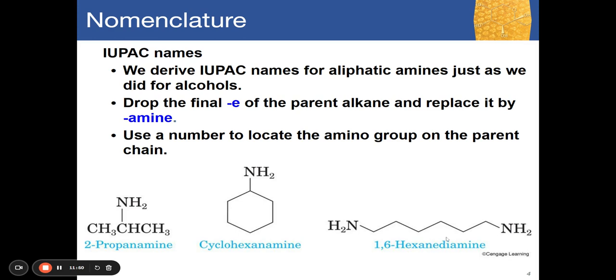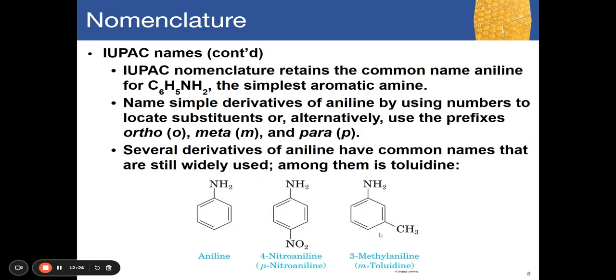For this one, because we add di, tri, tetra, penta, hexa to the number of nitrogen attached to the aliphatic group or the linear group, no? We will not be dropping the letter E. Instead, we have hexane, add how many nitrogen it is, so di, and then we add your amine. Do not forget to write the carbon numbers to which the nitrogen is attached. So it is 1 and 6, no? Both terminal ends of this aliphatic group.